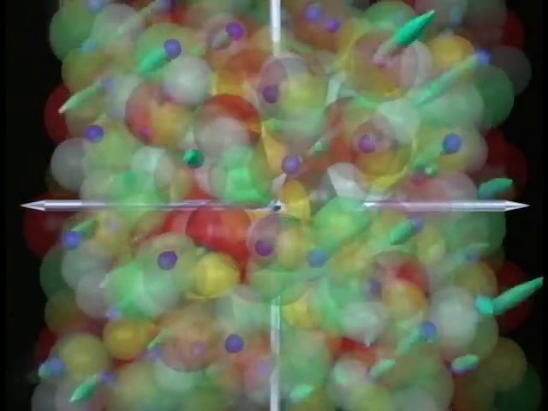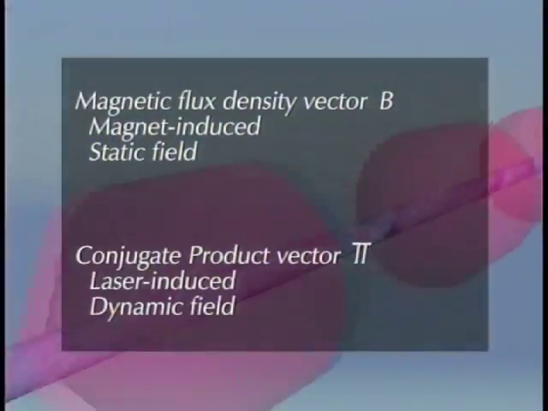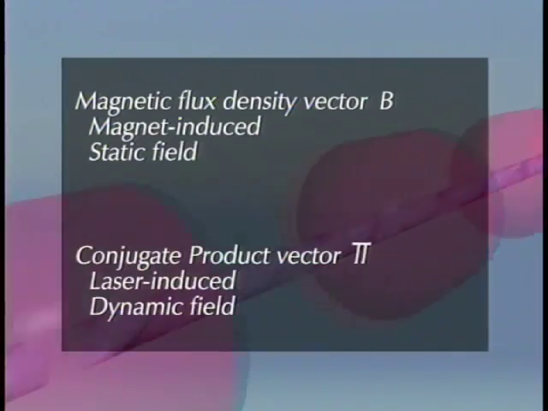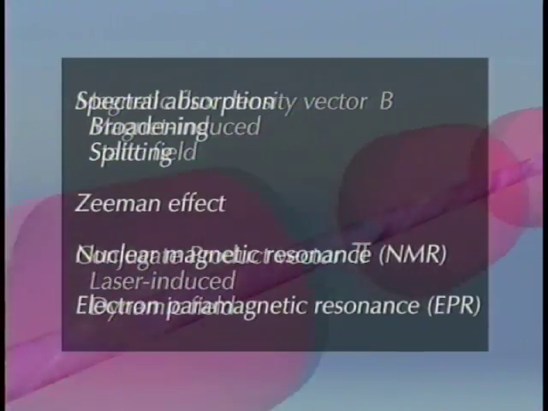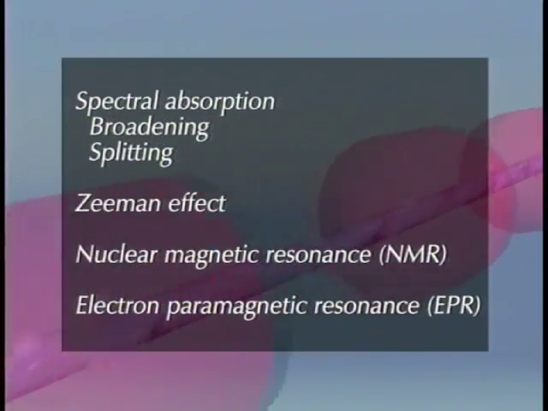The conjugate product vector, denoted by the Greek capital letter pi, has the same fundamental symmetry properties as the magnetic flux density vector B. Powerful circularly polarized pulses from a pump laser can therefore produce the spectral splitting and magnetization effects usually associated with static magnetic flux density. Well-known examples include the broadening and splitting of spectral absorptions, the Zeeman effect, nuclear magnetic resonance, and electron paramagnetic resonance spectroscopy.